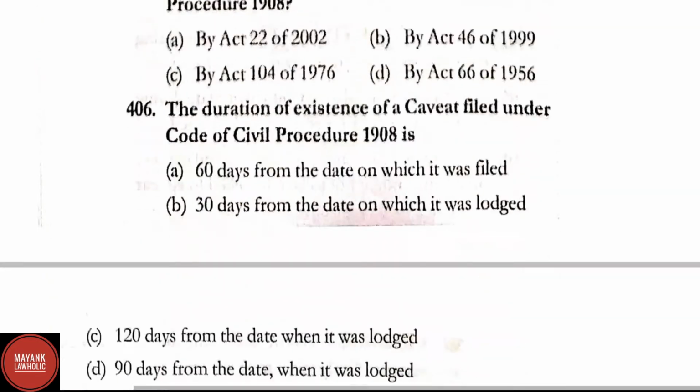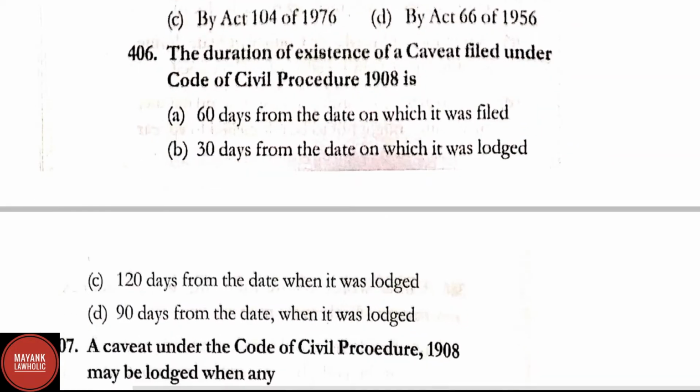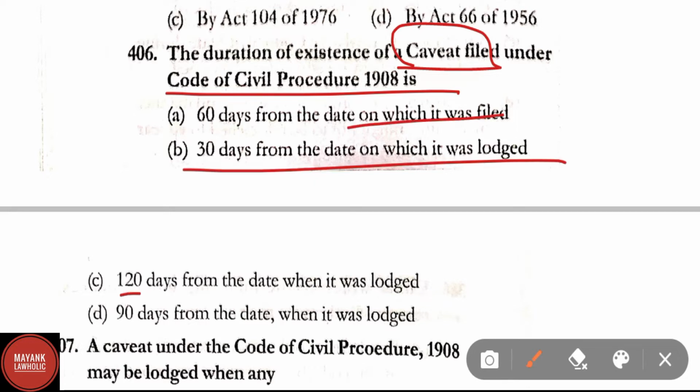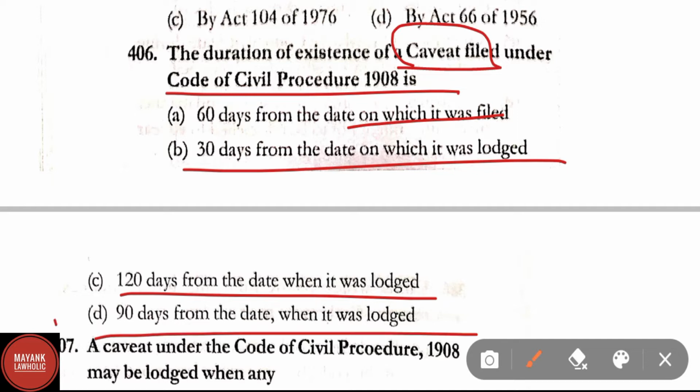Question number 406. The duration of existence of a caveat filed under CPC is: 60 days from the date on which it was filed, 30 days from the date on which it was filed, 120 days from the date when it was lodged, and option D, that is 90 days from the date when it was lodged. The correct answer here is option D, that is 90 days.